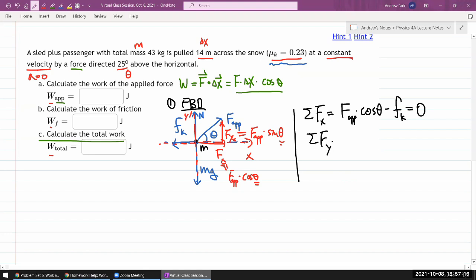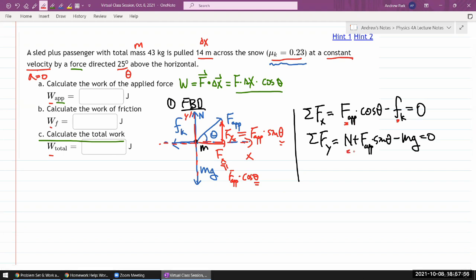Net force in the y direction is going to be: I have normal force plus the y component of applied force, F applied times sine theta, and then I have gravity pulling it down, minus mg, and that's going to be 0 again because vertically it's not accelerating either. So before I close off my list of equations, I should check how many unknowns I have. I have applied force, that's an unknown, and I have friction force, that's also an unknown, and I have normal force, that's also an unknown. So I have 3 unknowns, 2 equations.